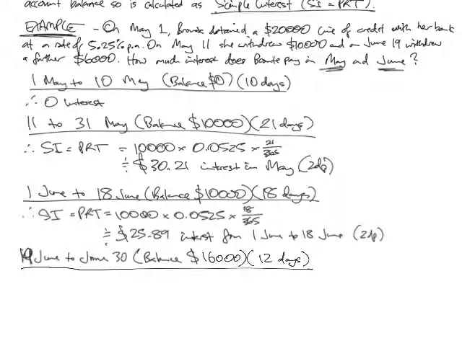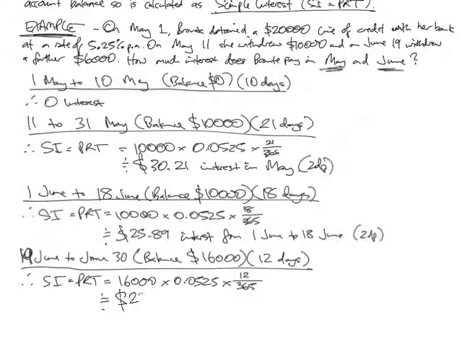And that gives us all we need to know for the calculation. Therefore, simple interest is equal to PRT is equal to 16,000 times the rate as a decimal times the fraction of days. So that approximately equals $27.62 interest from 19 of June to 30 June, and that's to 2 decimal points.